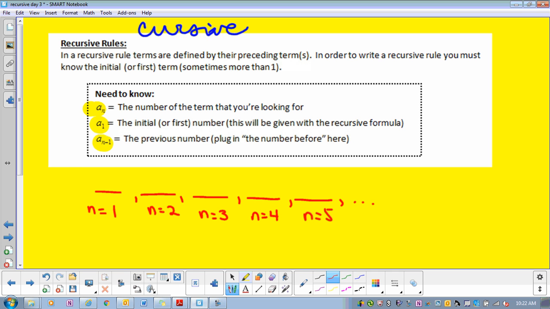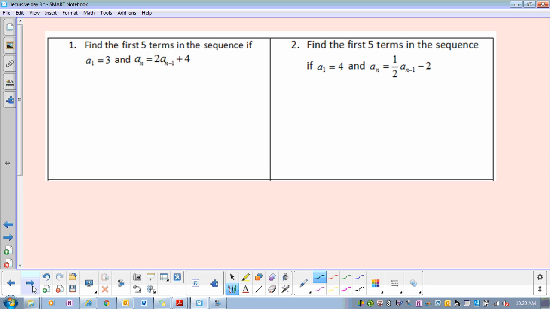Yeah? So when I say a sub 1, that means the actual number. So like it could be 3. Does that make sense? Okay. When I say n, I'm talking about the term. What place in line is it? Yeah? But when I say a sub 1, that means the number that's in first place is 3. Yeah? And then say the next number was 6. Then 6 is a sub what? 2. That's the second number in line. Yeah? Okay.